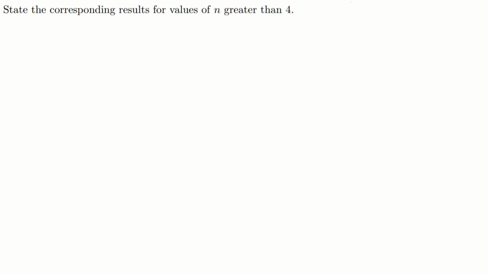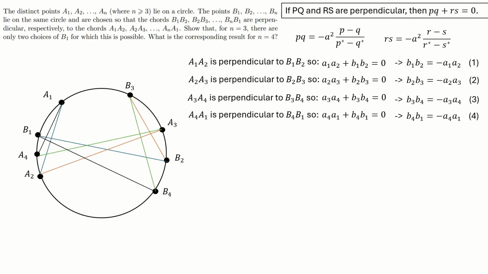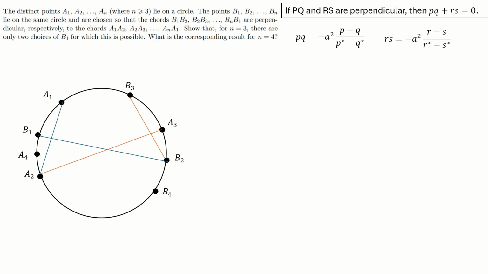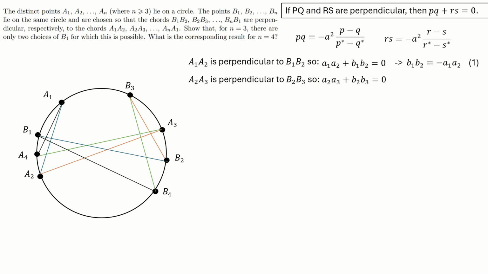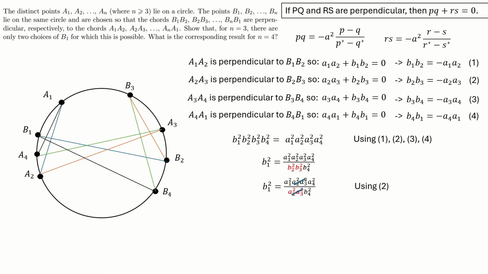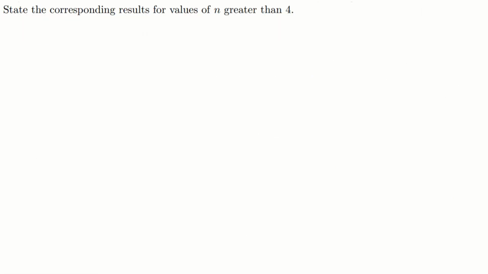And then it says state the corresponding results for n greater than 4. So it's interesting that in the two cases we have, for n equals 3, we only have two answers. It was plus or minus this thing here when n was 3. But when n was 4, you had an infinite number. So maybe it's an infinite number forever, or maybe it alternates between having two answers and an arbitrary number of answers and so on. So that's kind of either one.